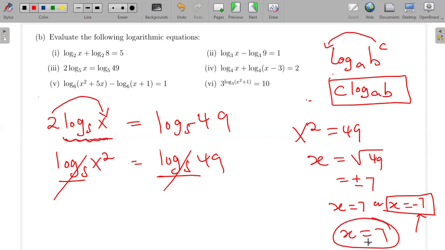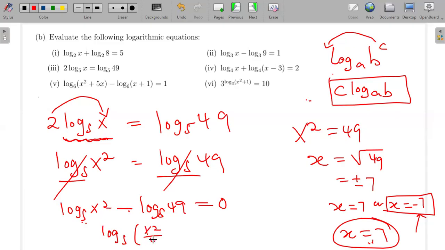So we can also get this answer by just using the laws of logarithms. So let's say we had log base 5 of x squared, and then I take this guy to the left. So it will be log base 5 of 49 is equal to 0. So now I see that the same base is here, and I'm subtracting. So meaning I can say log base 5 of x squared over 49 is equal to 0.